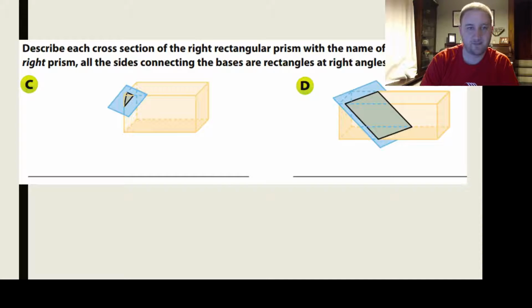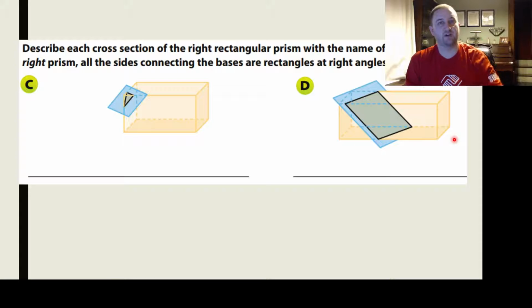Okay. All right, C. Describe each cross-section of the right rectangular prism with the name of its shape. Okay, so for part C, we can see it's just crossing right here at this corner. What is the name of the cross-section here? Well, that's a triangle, right? That's a triangle. Part D, now it's going in kind of at an angle. Okay, again, this is a rectangular prism. Now it's not going straight up and down to form a rectangle, now it's going in at an angle. So what shape do you think this is? It's not a rectangle anymore because now it's going at an angle. This is a parallelogram. Okay?